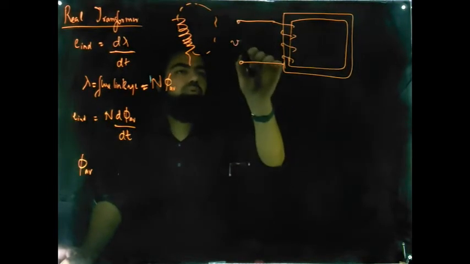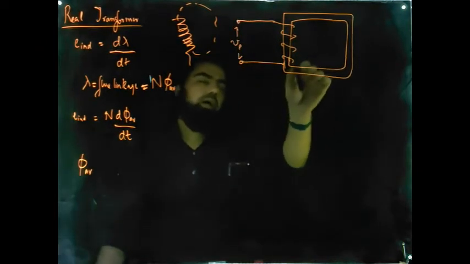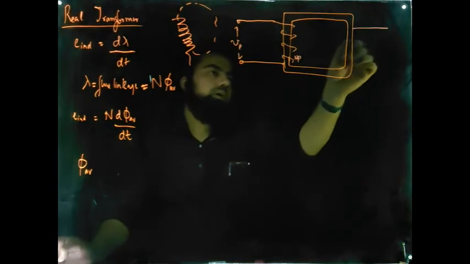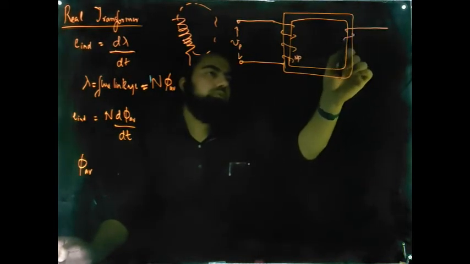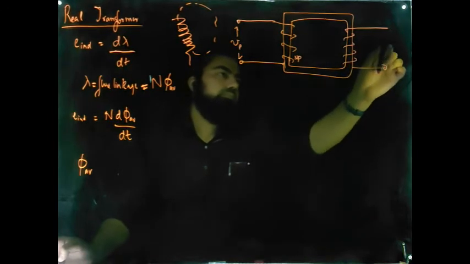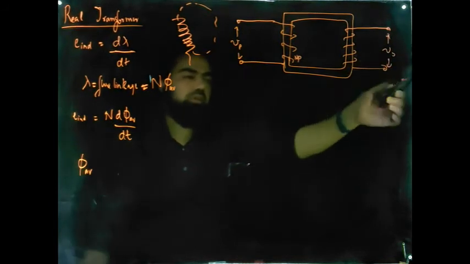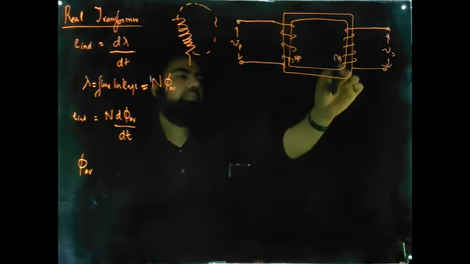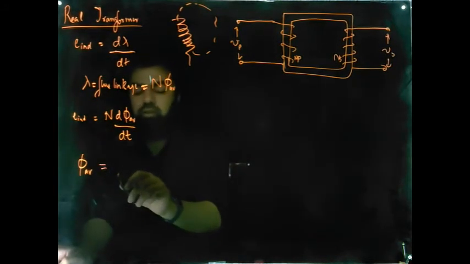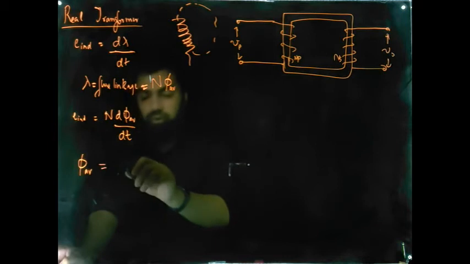Where Vp is the voltage applied to this transformer, and Np is the number of turns of this primary winding. Ns is the number of turns of the secondary winding, and Vs is the voltage that's available at the terminals of the secondary winding.